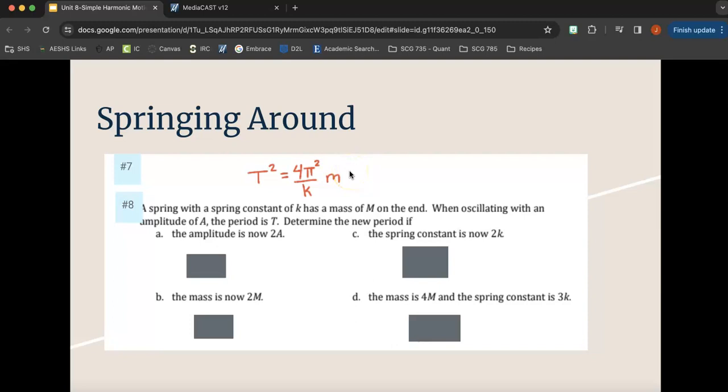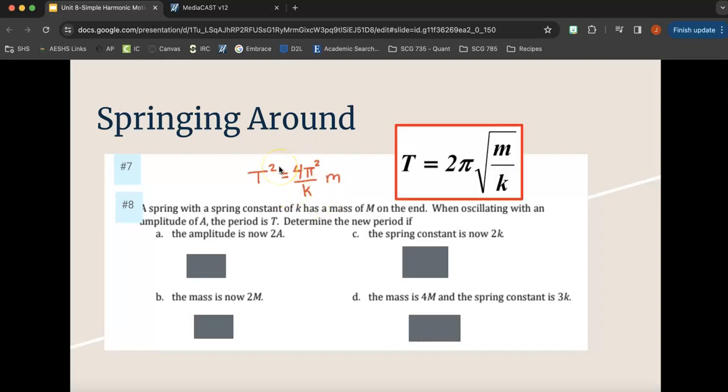But on the equation sheet, maybe some of you saw this, it's not written like this. On the equation sheet, it looks like this, which is just taking the square root of both sides of this equation. So we get T is equal to the square root of 4 pi squared, which is 2 pi, and then the square root of m over k. You just square root both sides to get this equation. It's the same equation. You can use either one, but this is what's on your equation sheet, the one boxed in red.